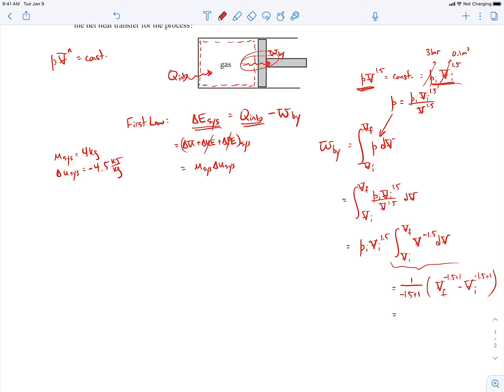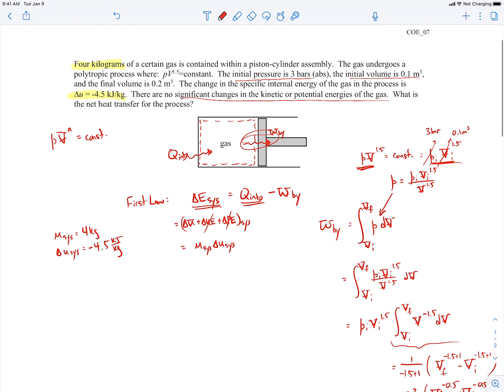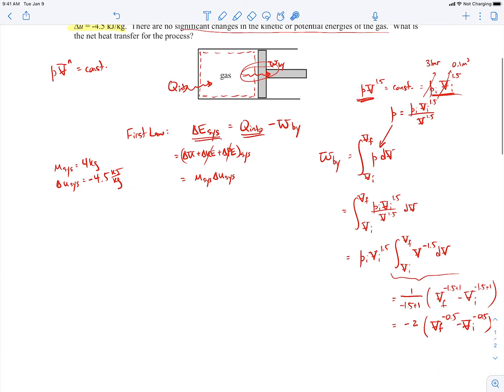So this will just be minus 2 times V final to the minus 0.5 minus V initial to the minus 0.5. All right, so now we can plug in for our final volume. We're told the final volume up here is 0.2 cubic meters. The initial volume is given there. So we can evaluate this part, and we can substitute that in up here.